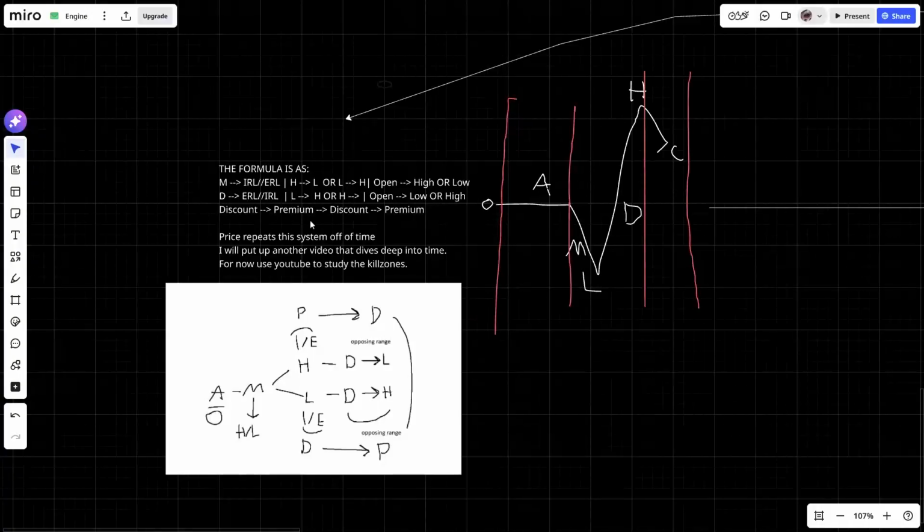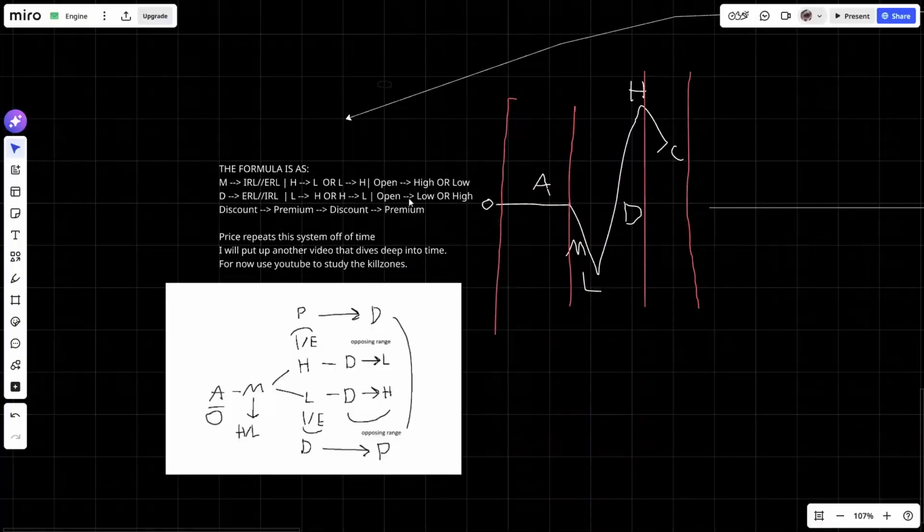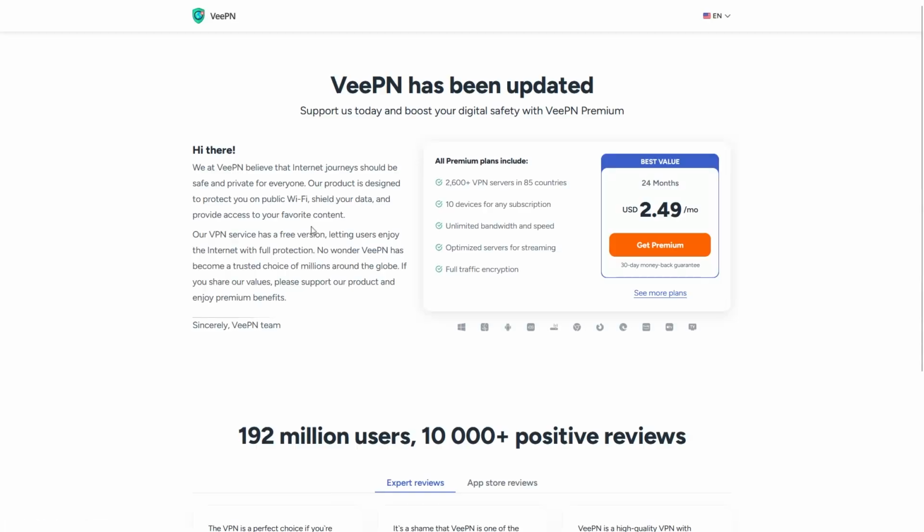The formula is manipulation, which is either IRL or ERL, which is either high to low or low to high. In other words, open, high, or low. Opposites would be, the next move would be distribution, which is from ERL to IRL, or low to high, or high to low, which is open, low, or high.